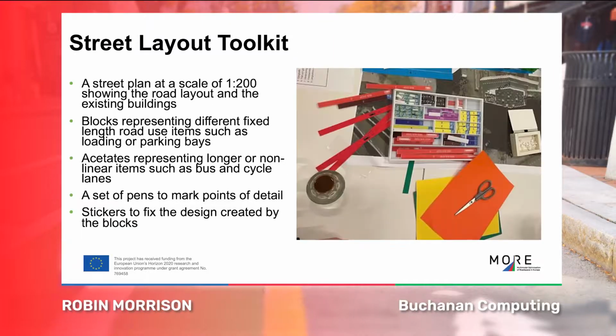So looking at the components of the kit, that would consist of a street plan of the area of interest at a fixed scale, 1 to 200, showing the road layout and existing buildings.